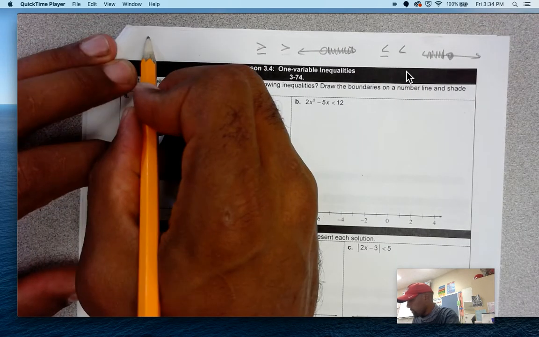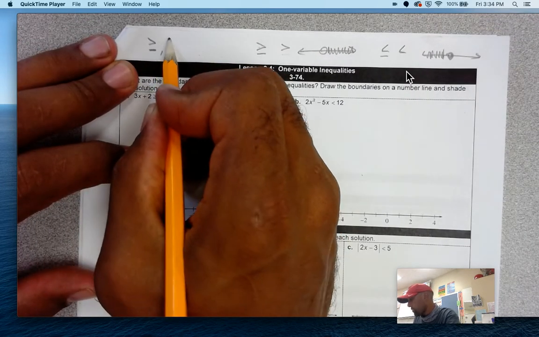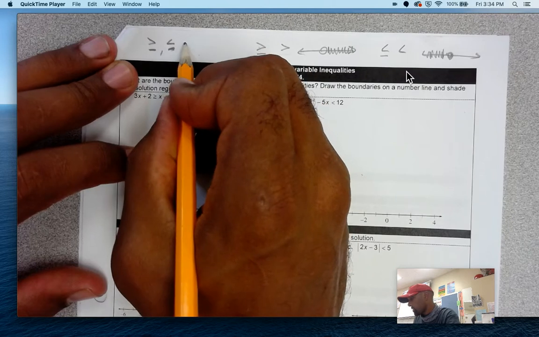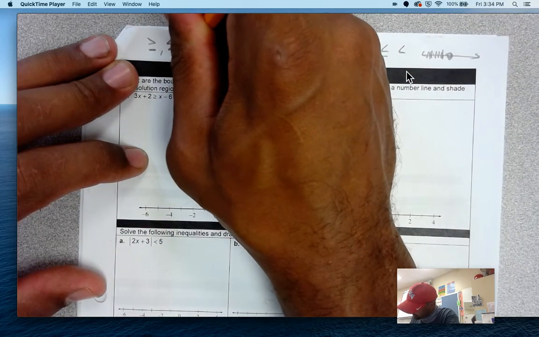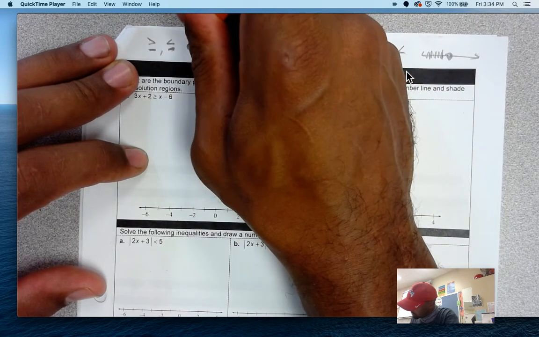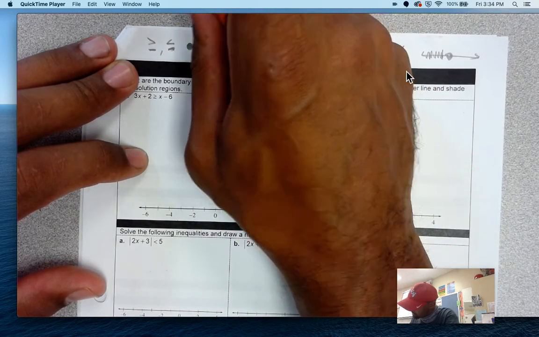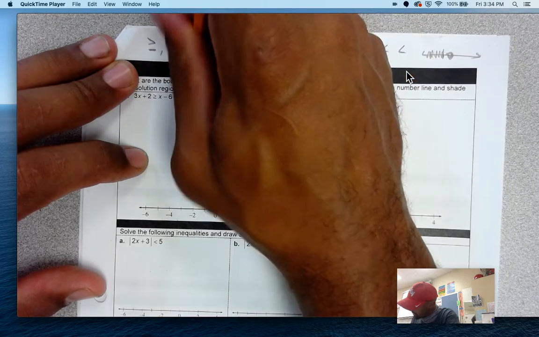And lastly, if you have greater than or equal or less than or equal, you're going to use a closed dot. And if it's just greater than or just less than, then you use an open dot.